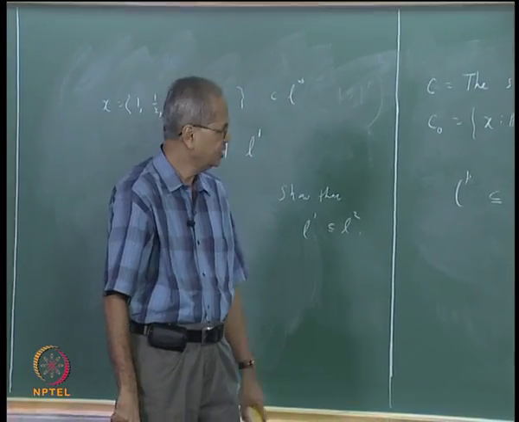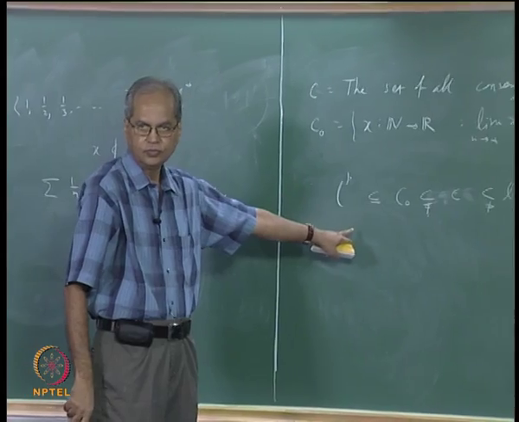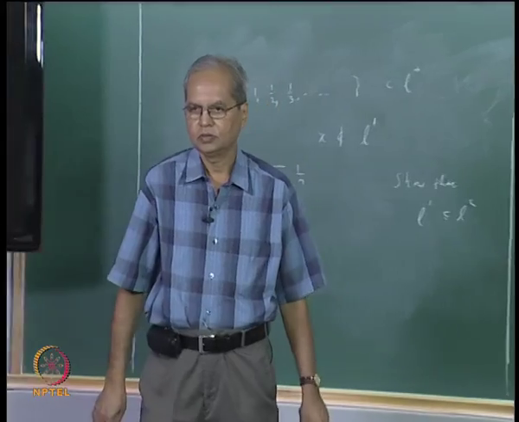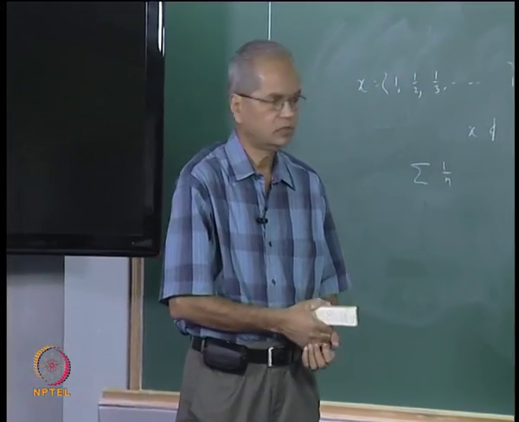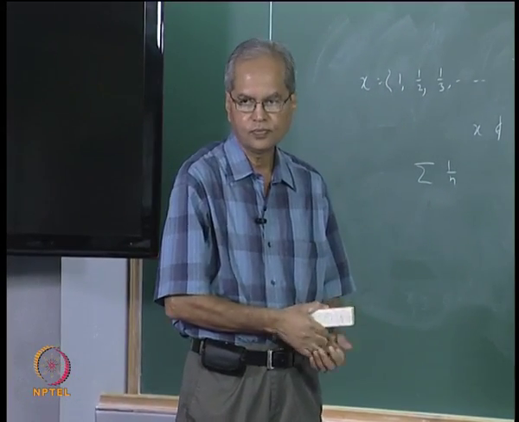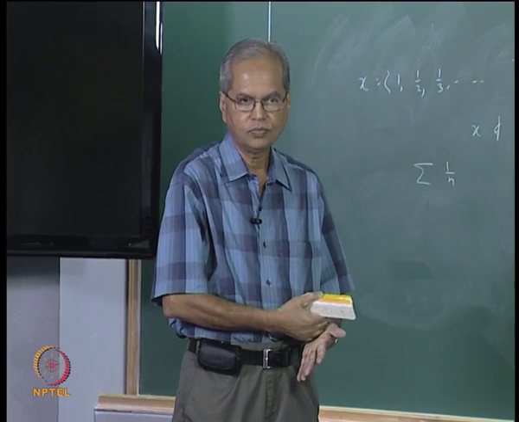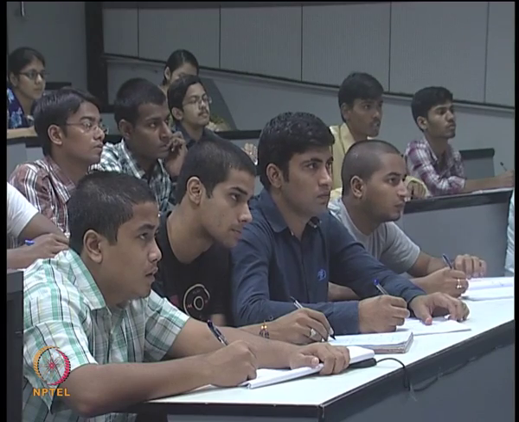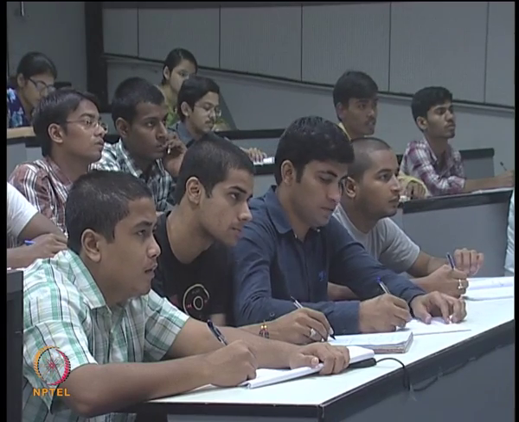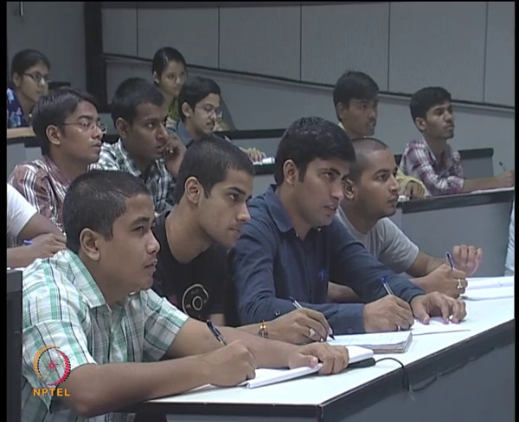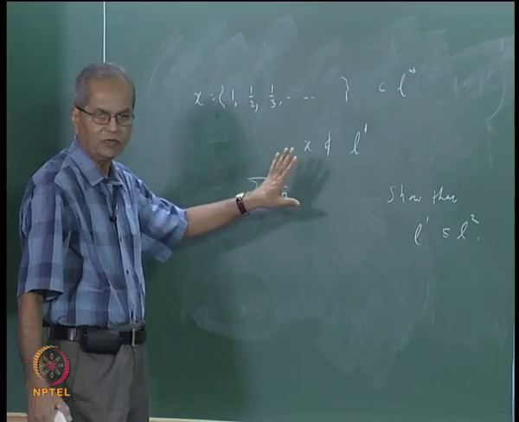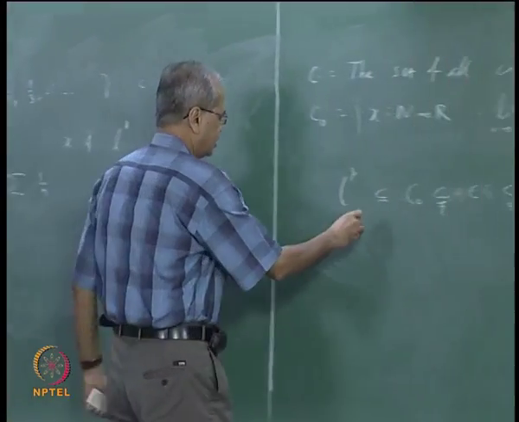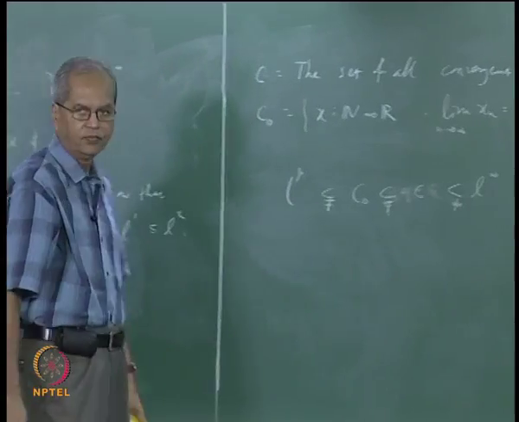Is the inclusion strict again? Yes. Just take this sequence: this belongs to C naught, and this does not belong to L1. So here also the inclusion is strict.